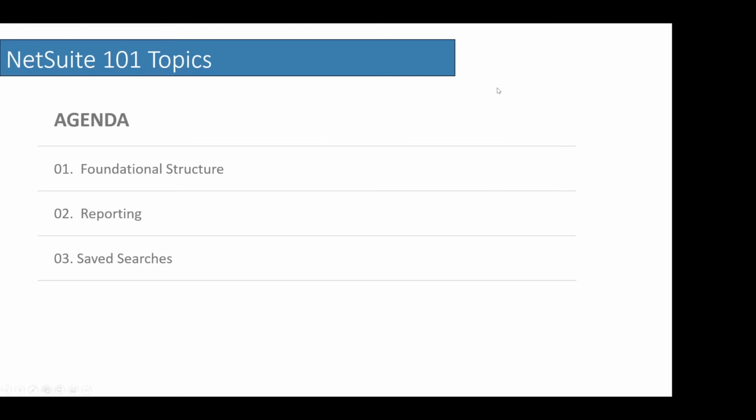So we're going to start, we're going to talk about the three core pillars. We're going to talk about foundational structure. This is things like chart of accounts, subsidiaries, segments. We're going to talk a little bit about financial and operational reporting, and then we're going to talk about saved searches. So let's go ahead and dive right in.